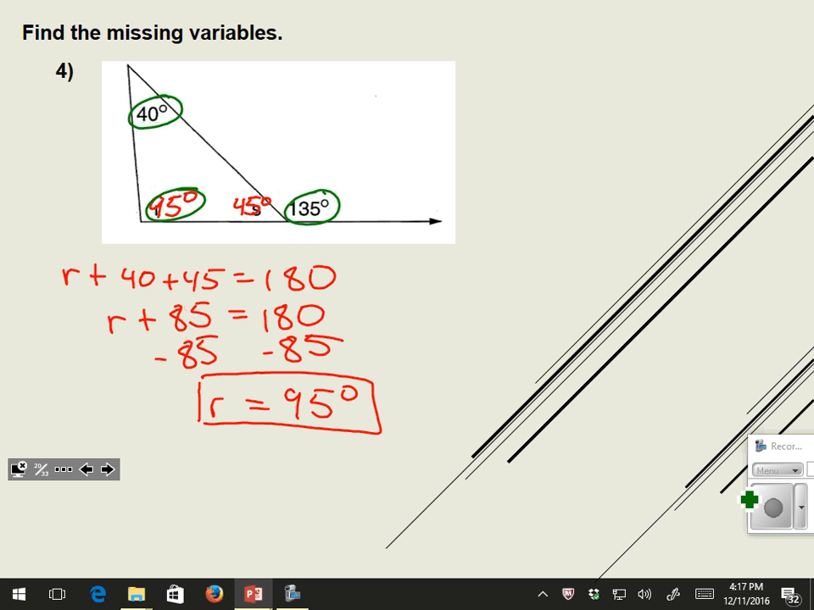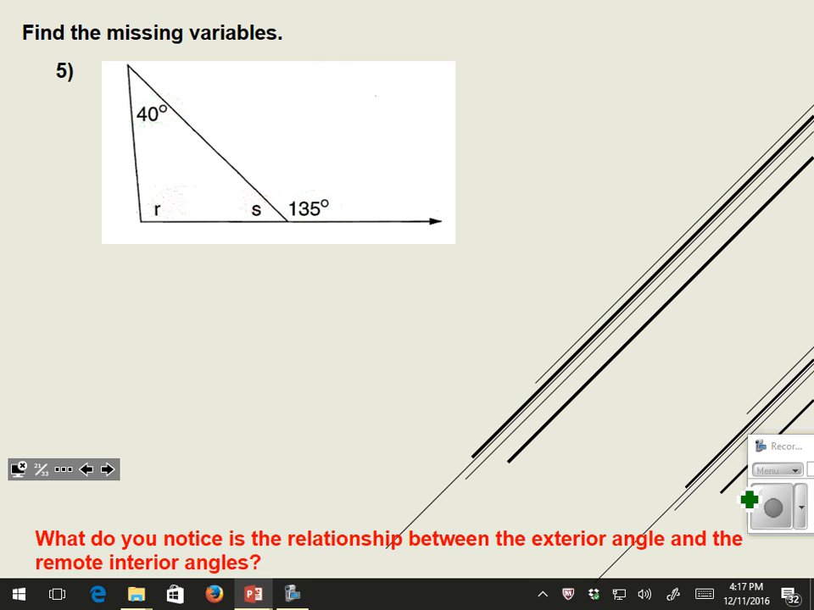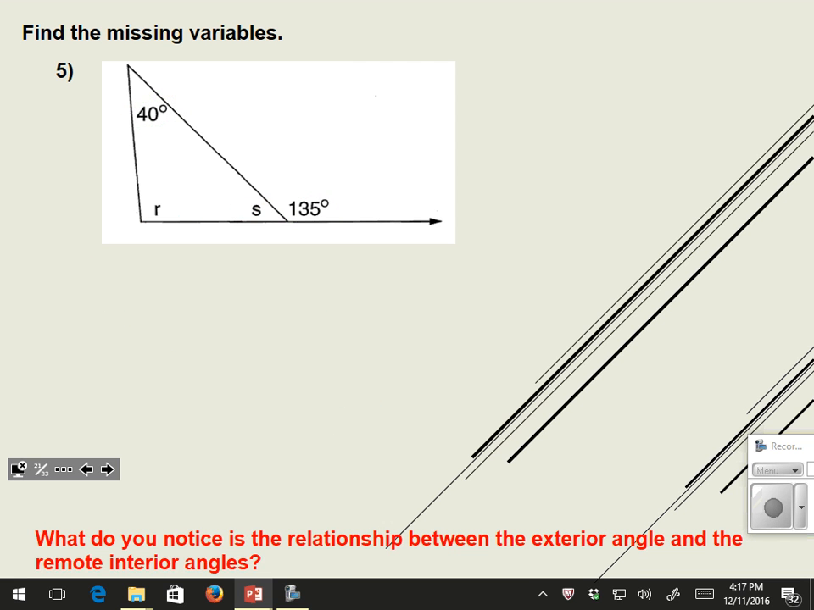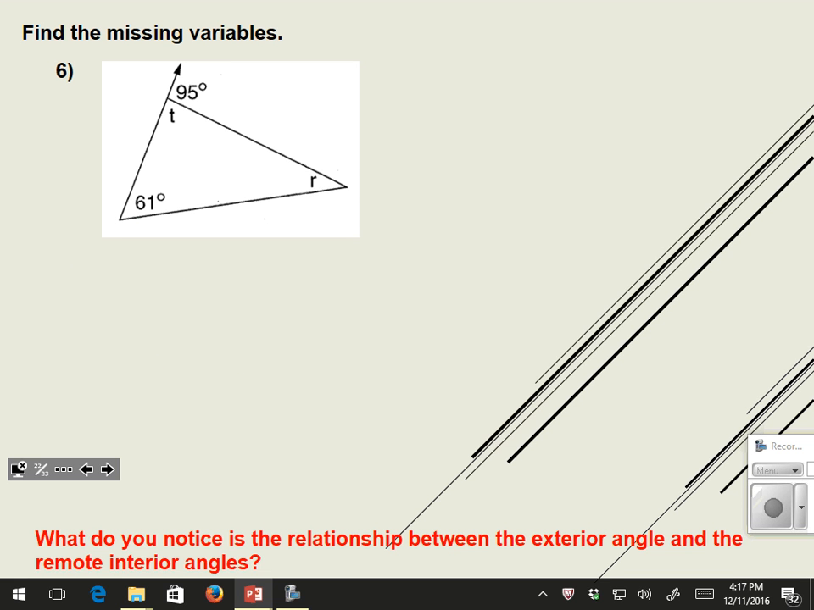Okay. Let's go figure out number 5. Well, I guess number 5, I made a boo-boo. Isn't that the same thing as number 4? All right, let's go to number 6.